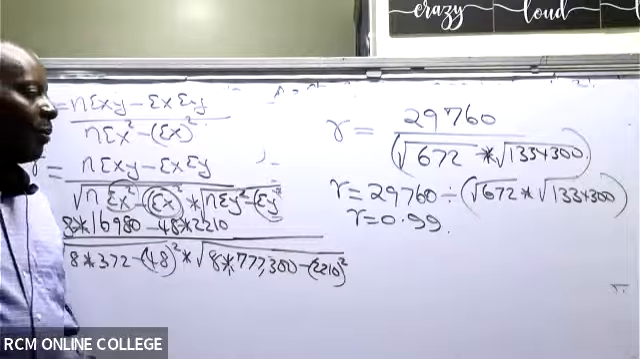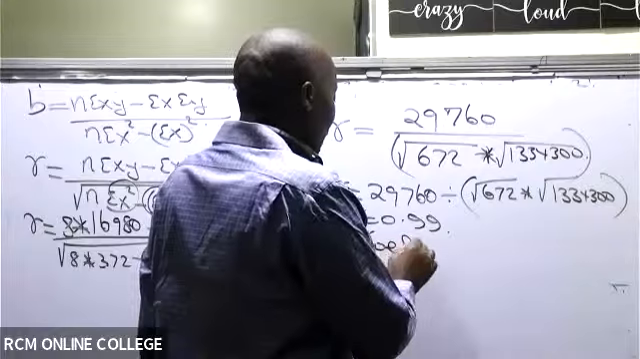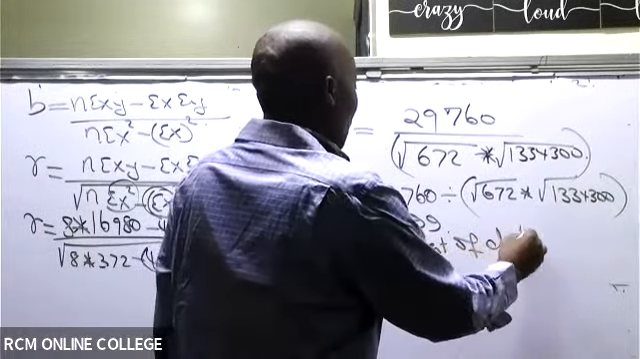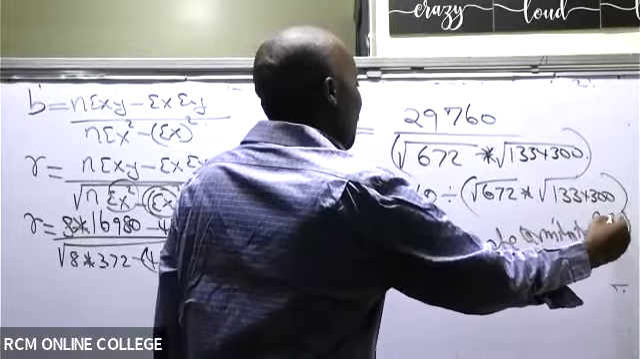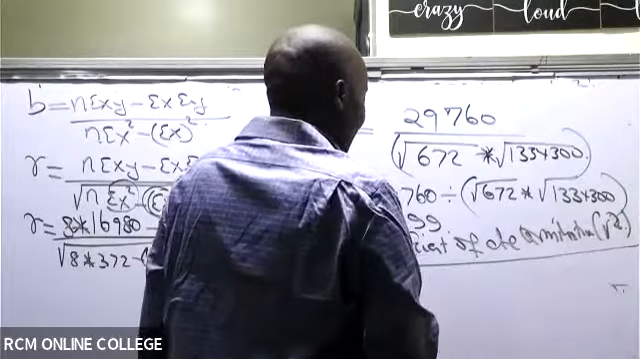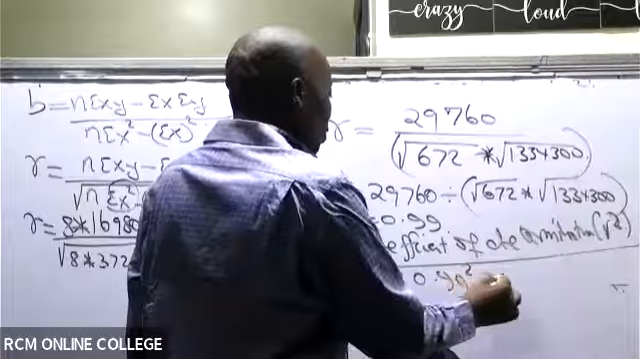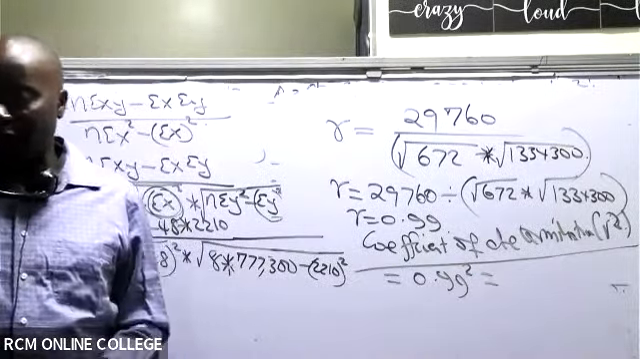But now don't forget that we wanted to get what we call the coefficient. They wanted us to give them the coefficient of determination, which is R squared. So this one here will be 0.99. Whatever you have there, you square.